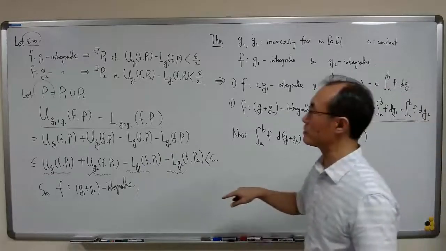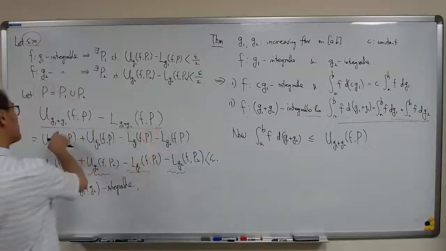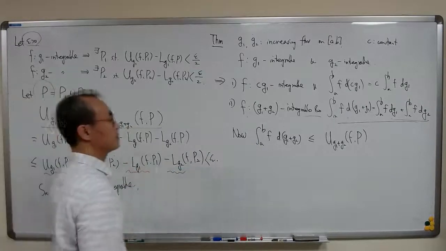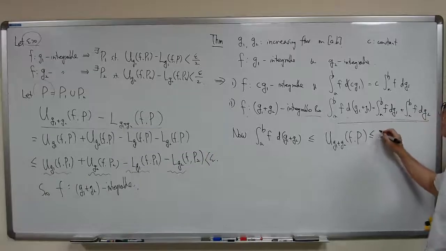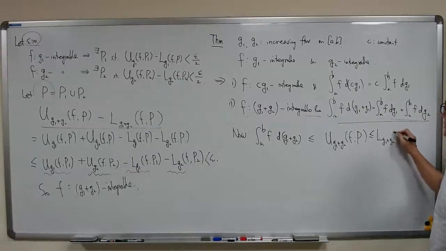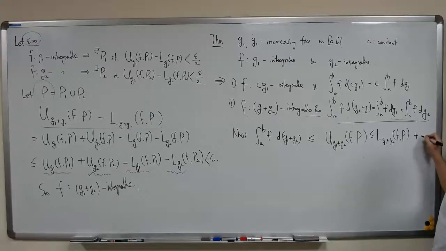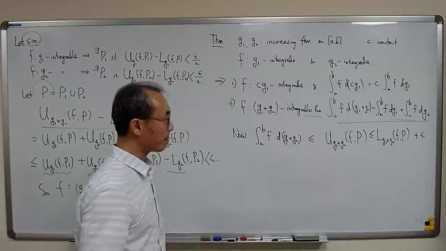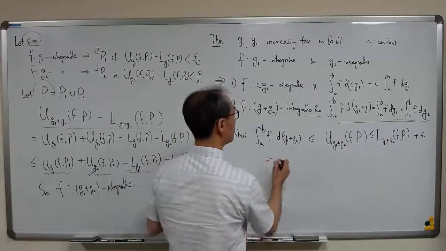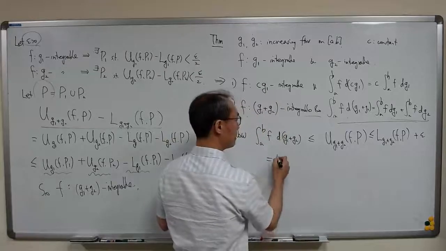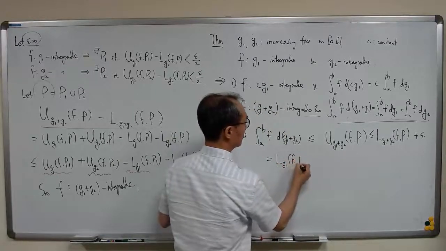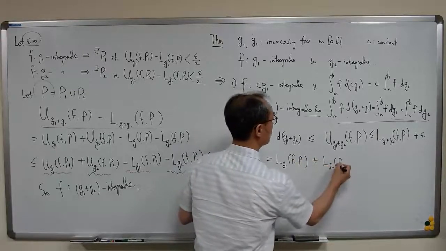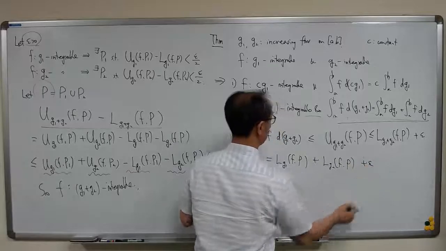And here, the partition P is chosen from this estimation. The difference between the upper sum and the lower sum gets smaller than epsilon, which means the upper sum can be bounded by less than or equal to the lower sum of function f over this partition plus the arbitrary constant epsilon. Okay, then this lower sum can be split into the lower sum with respect to g1 and the lower sum with respect to g2, plus that.